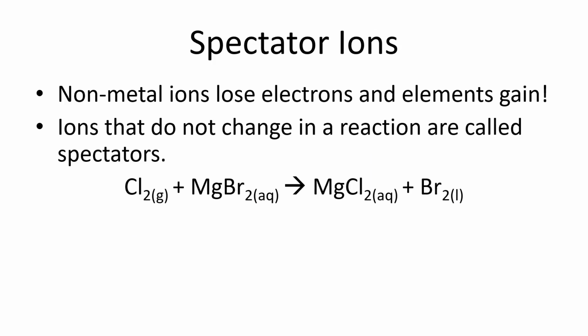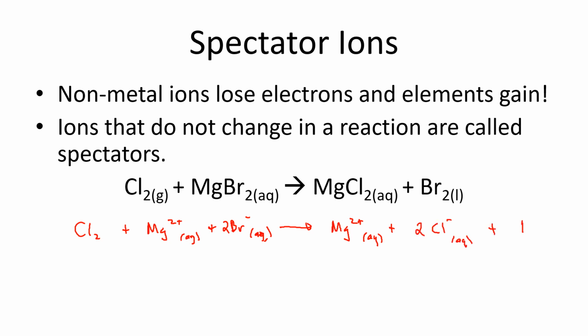Last thing here is that when you write out an ionic equation, you'll see that there are some parts of the equation where there's no change. So we'll do this one again. Chlorine is not dissolved, but the magnesium here, it's dissolved. And the bromine here, also dissolved. There's 2 of them. And you go to the other side, the magnesium dissolved. And we've got 2 chlorines that are dissolved. And you've got the bromine that is not dissolved.